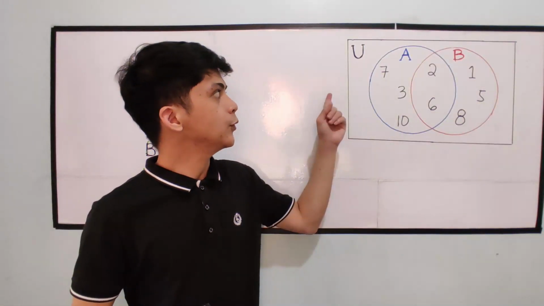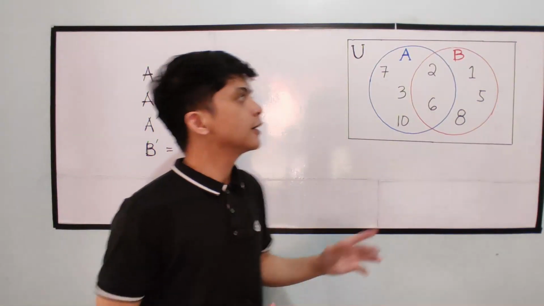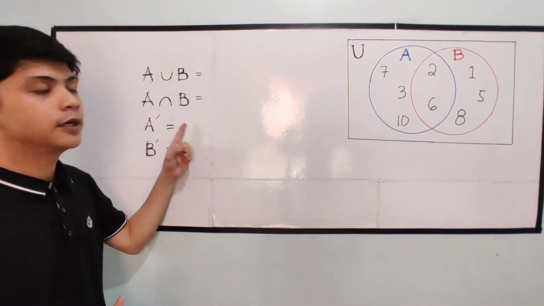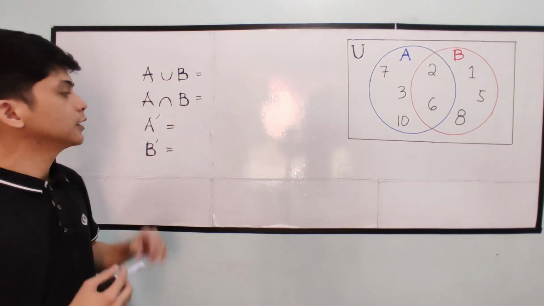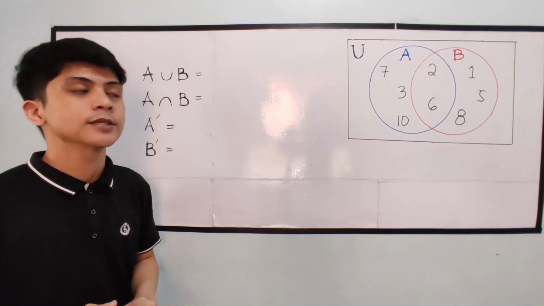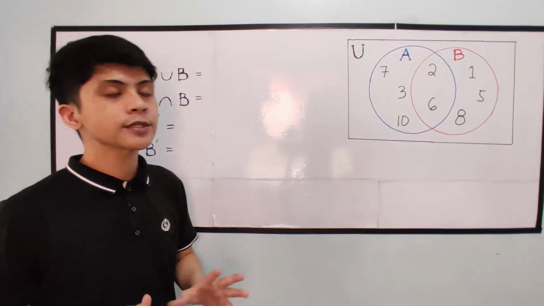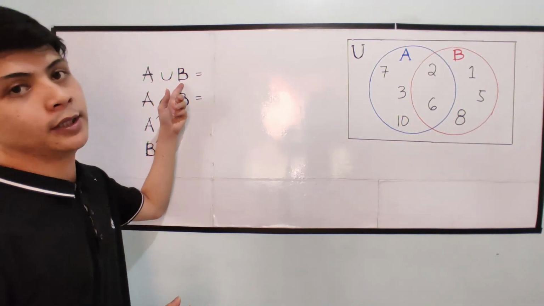Given universal set U, set A and set B, find the union of A and B, the intersection of A and B, the complement of A and the complement of B. So, paano ba ito i-solve? So, first, the union of A and B.